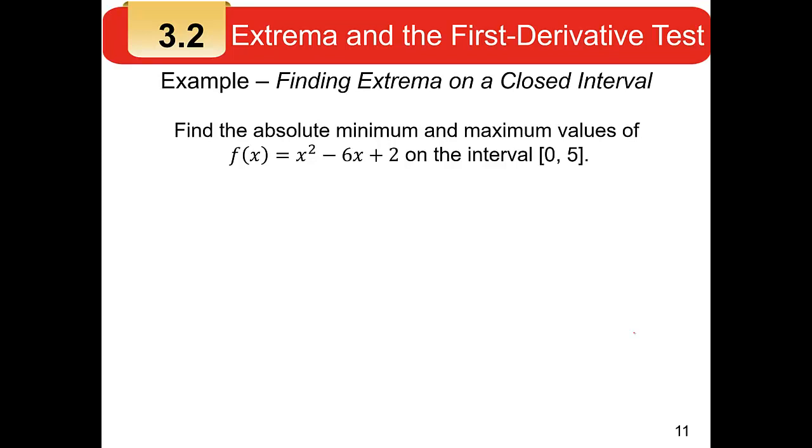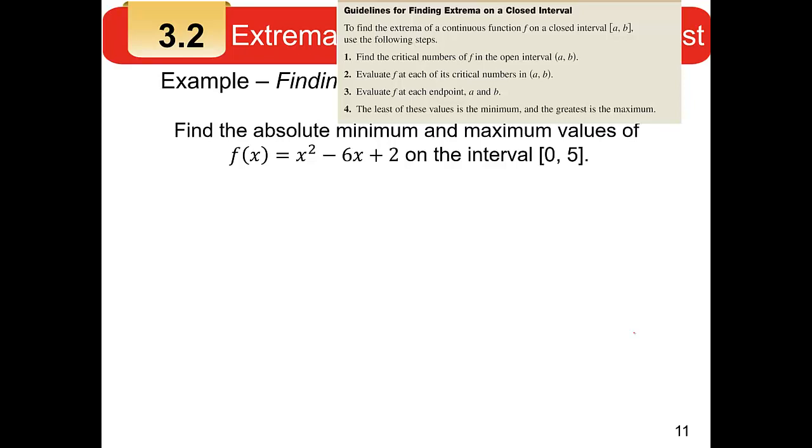For example, if I ask you to find the absolute minimum and maximum values of this function f of x equal x squared minus 6x plus 2 on the interval from 0 to 5, then the first thing you would do, of course, is to find the critical numbers, and that involves finding the derivative. So you take the derivative. That's a simple polynomial. It's going to be easy. So f prime of x is 2x minus 6.